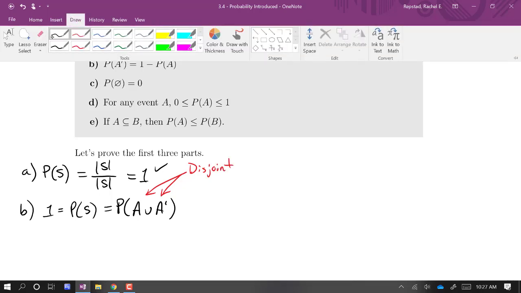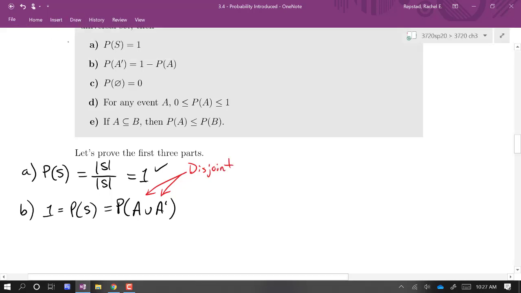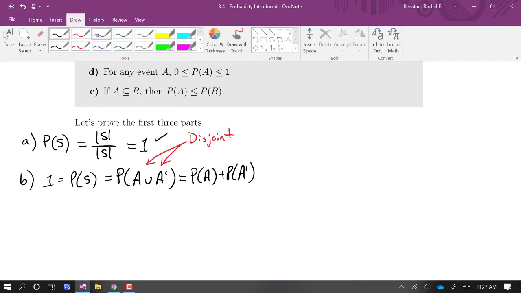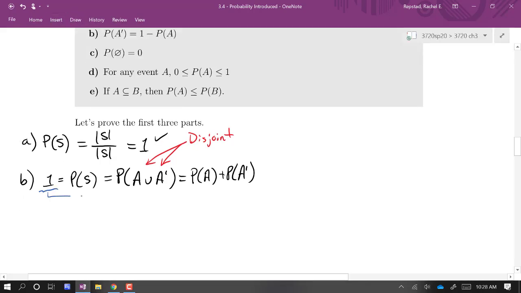right? A either happens or it doesn't. And it can't happen and not happen at the same time. And using the result that we proved at the top of the page, this has got to be P of A plus P of A complement. Now, let's extract part of this equation. So we know that P of A plus P of A complement is equal to 1.